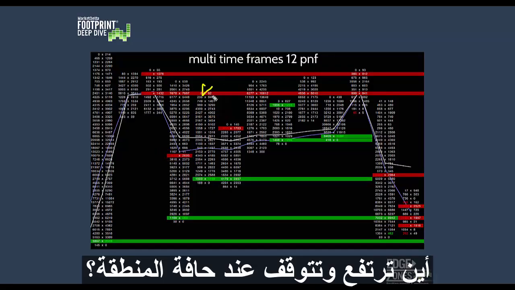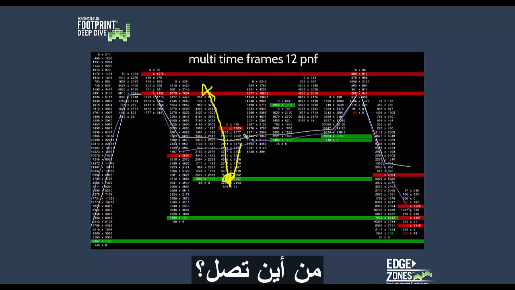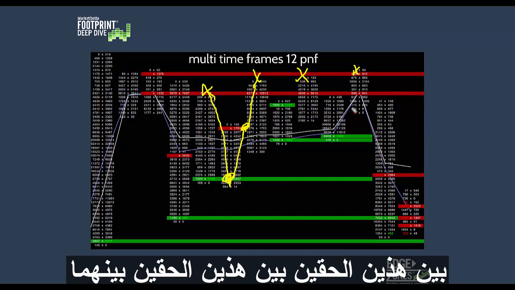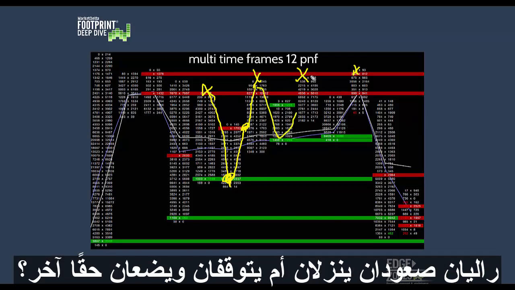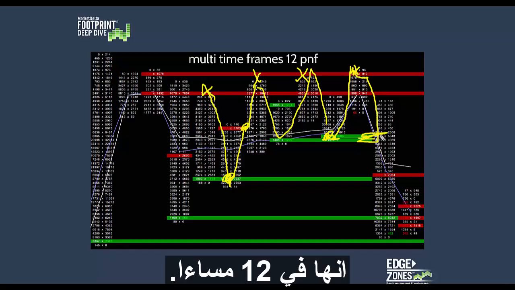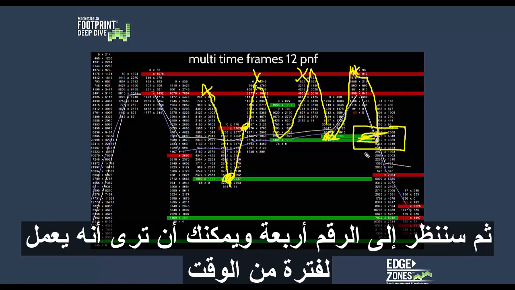Where does it go up and stop? At an edge zone. Where does it come back and stop? Edge zone. Where does it get through? Probably worked a couple times before it went through. Stops right in between those two, right in between those two, right in between those two. Rallies up, comes down. Where does it stop? And put in another right in there. Rallies, stops. Finally breaks through this edge zone on a 12 PNF. But we'll go over and I'll show you an instance where it gets through a 12 PNF. Then we'll look at a 4 and you could see it working for a while before it doesn't.